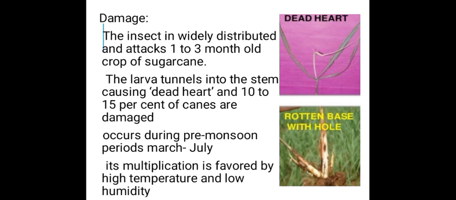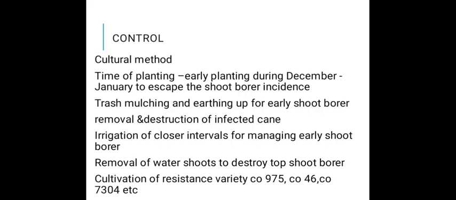Damage: the insect is widely distributed and attacks 1 to 3 month old crop of sugarcane. The larva tunnels into the stem, causing dead heart, and 10 to 15% of canes are damaged. Occurs during the pre-monsoon period, March to July. Its multiplication is favored by high temperature and low humidity.